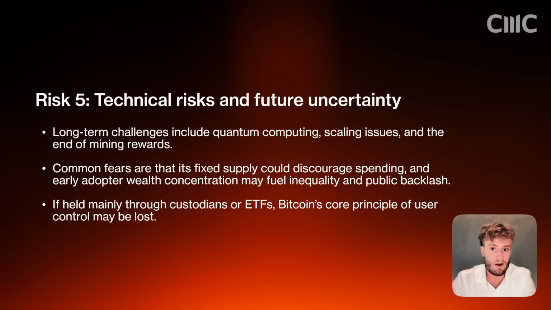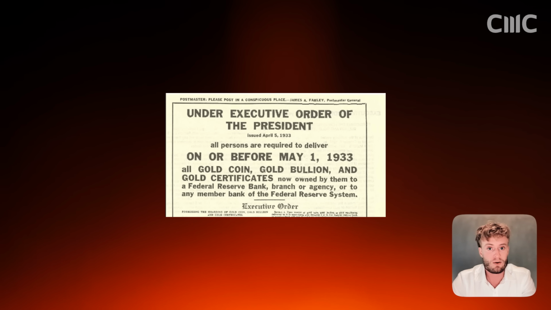of decentralized ownership. A historical parallel can be seen in the United States between 1933 and 1975, when it was illegal for citizens to own gold bullion as an investment. The government effectively removed personal control over gold holdings, illustrating how state intervention can override individual asset ownership.